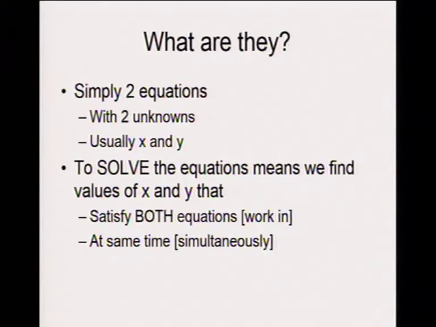How do we go about it? We have got two equations, and out of those two equations, we need to find two unknown variables. To solve the equations means we need to find the values for both. And the answer that we come up with should satisfy both equations. So if we find our x and our y, when we substitute them into the two equations, the equations should remain correct.